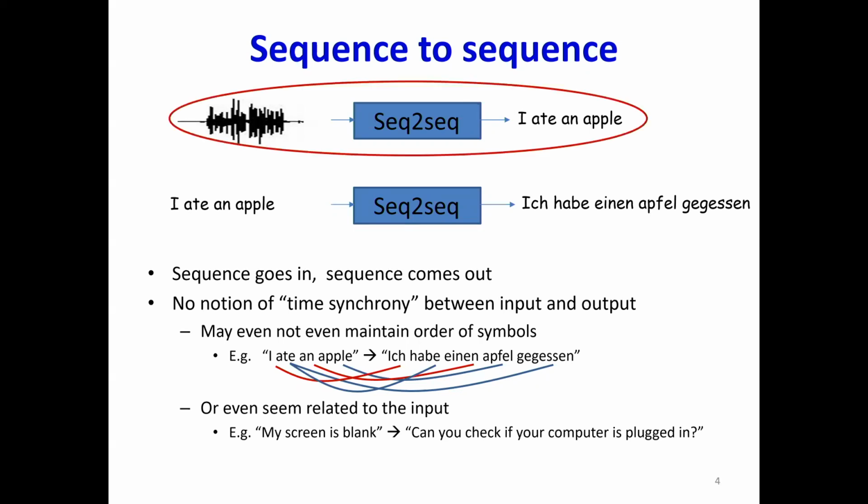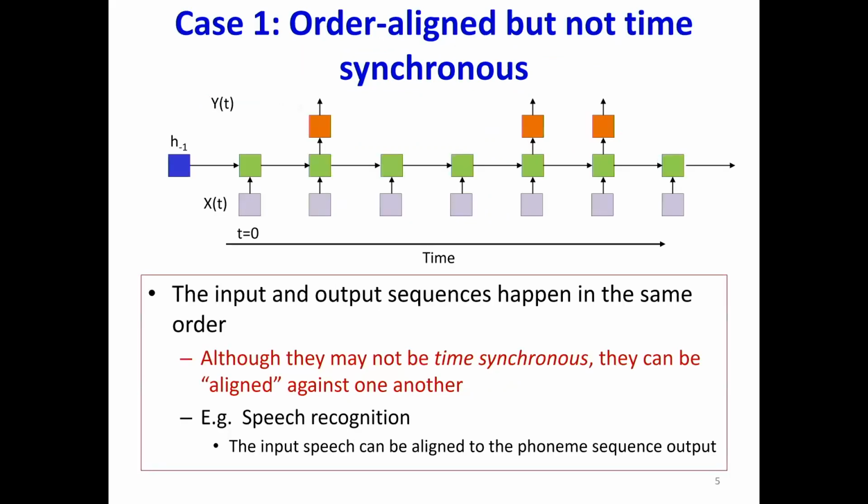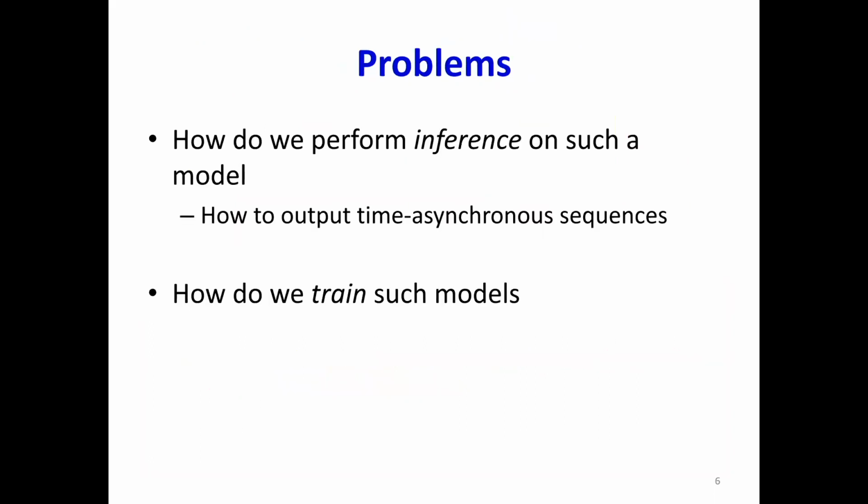Now, we are going to be dealing with the speech recognition problem, but this is just an example of a particular class of problems where the output sequence has an order correspondence to the input. Here, the input and output sequences happen in the same order, but they are not time synchronous. So they cannot be aligned one to one. They can be aligned against one another, but you don't have an output for every input. The problems we saw here were how do we perform inference on such a model, how to output time asynchronous sequences, and the second one was how do we train such models. We partially addressed the first problem by just saying I could just pick the most likely symbol at each time and collapse all of those repetitions into a single instance. Now, we spent a little more time on how to train such models.